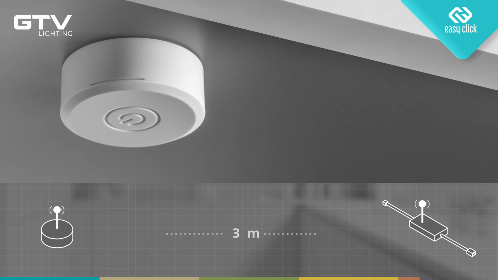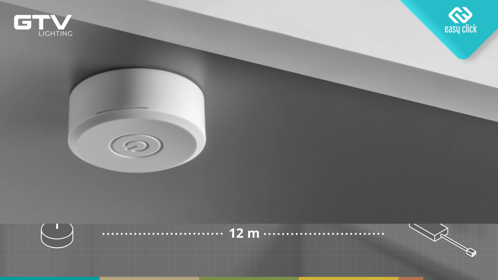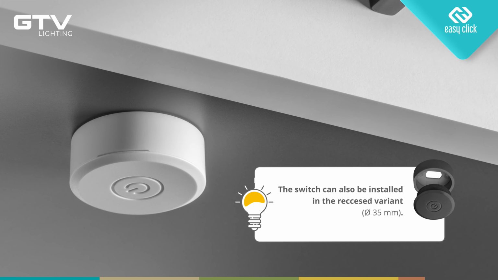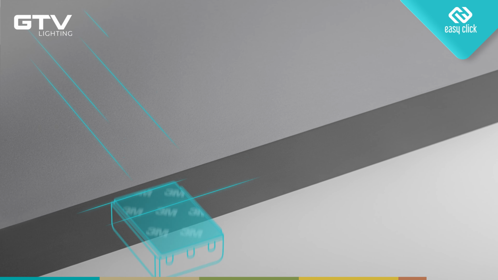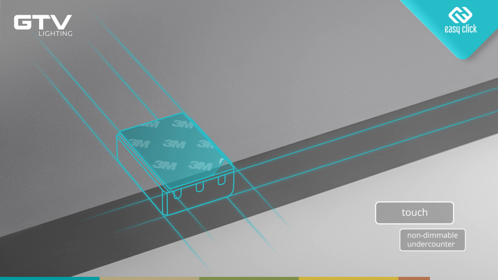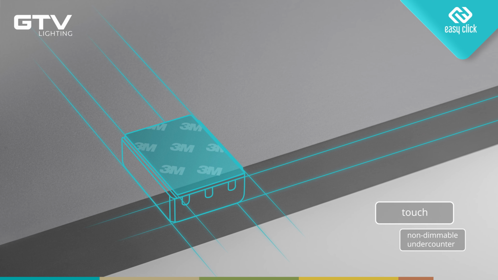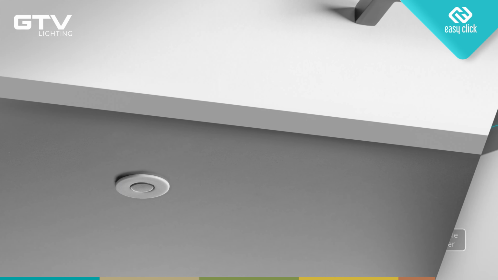Its range is up to 12 meters, which allows you to place it literally anywhere in the room. A longer touch activates the dimming function. The under-counter switch is completely invisible after installation. Therefore, it will be appreciated especially by minimalist solutions lovers. It can be used with tops not thicker than 40 millimeters.